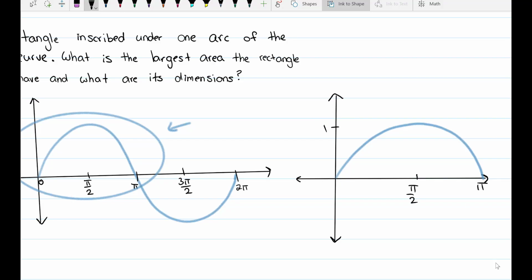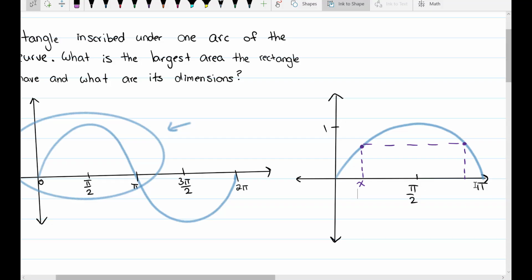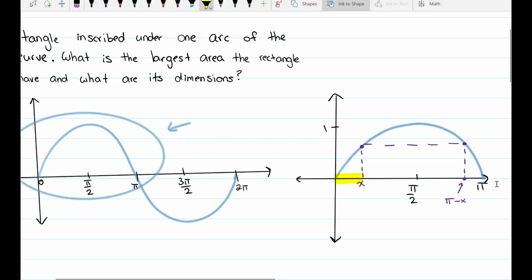This is pi. And what we want to do then is to find the value that makes this rectangle as large as possible. So we know that we'll call this value x. So then if this is pi right here, then this value right here is pi minus x, because it's the whole distance minus the same. So this length is the same as this length.